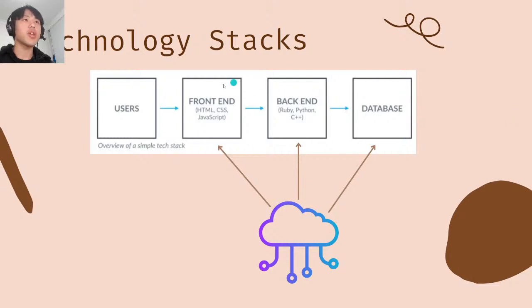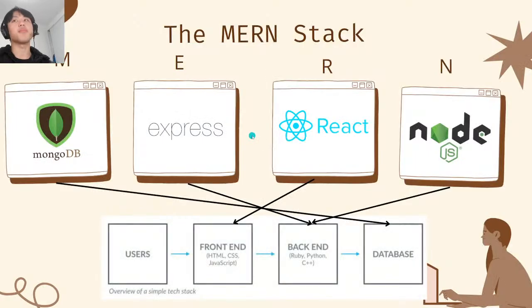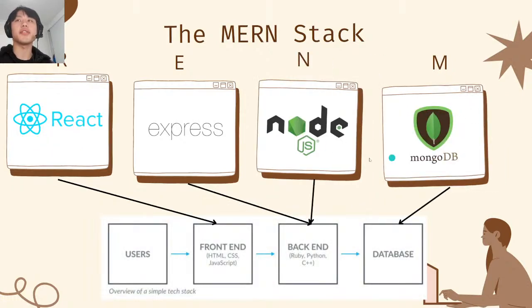These three components are really just the main fundamental components that you as a full stack web developer will be interacting with. A popular example of a web development tech stack is the MERN stack, which is what we'll be focusing on today. So the MERN stack is an acronym for different components of its tech stack.